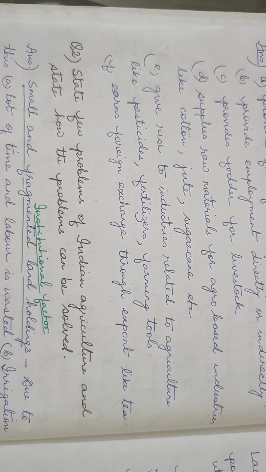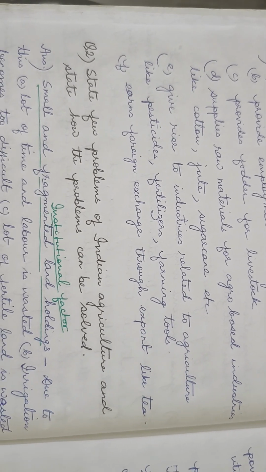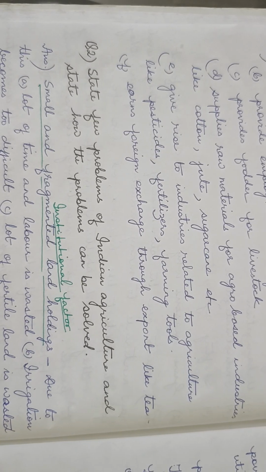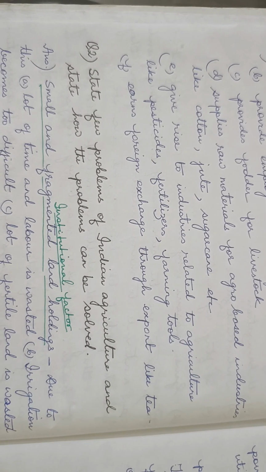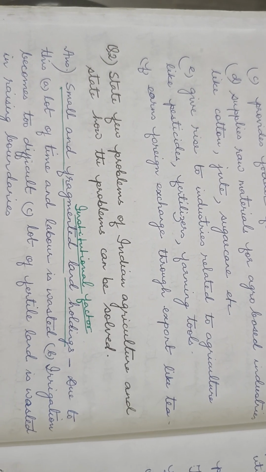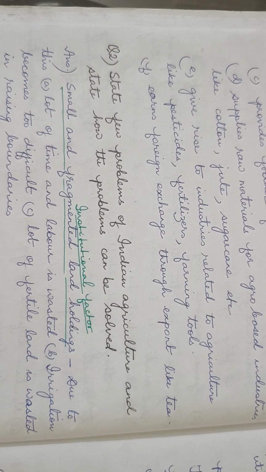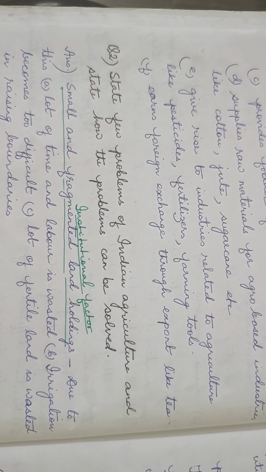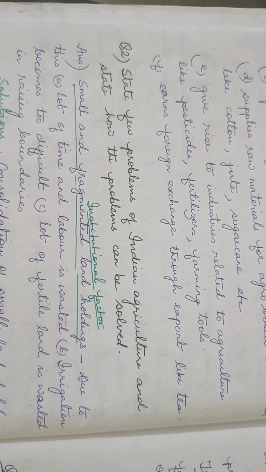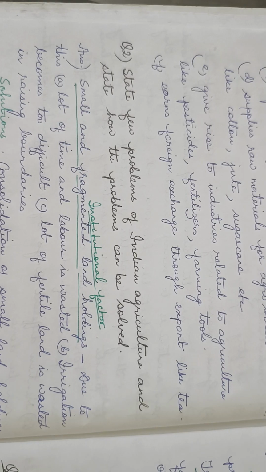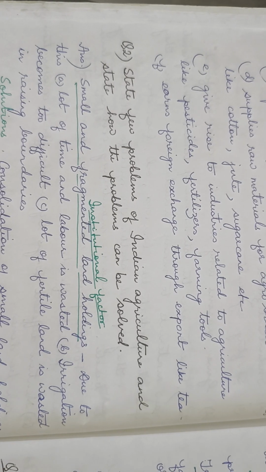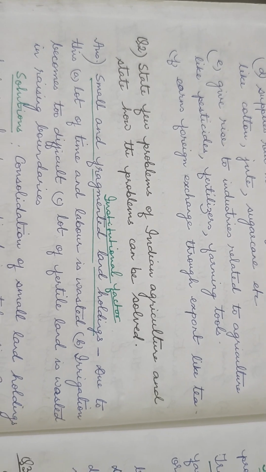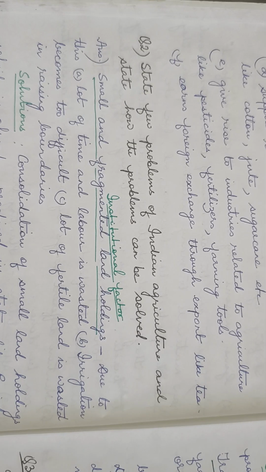Next question: state a few problems of Indian agriculture and state how the problems can be solved. The first problem is small and fragmented land holding. This is an institutional factor. Because of this, a lot of time and labor is wasted, irrigation becomes too difficult, and a lot of fertile land is wasted in raising boundaries.